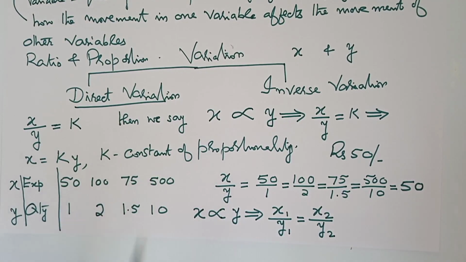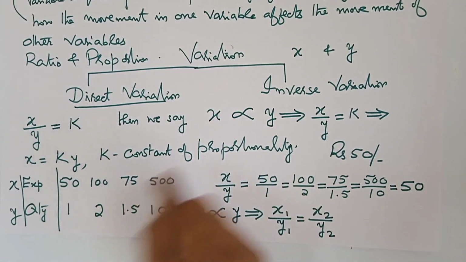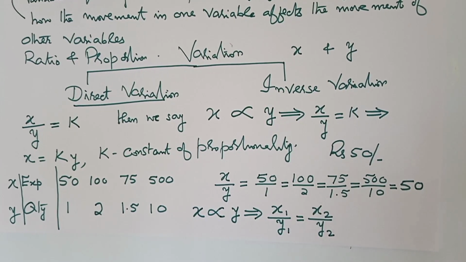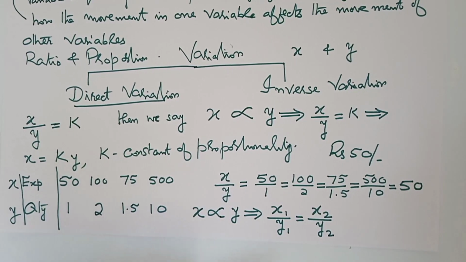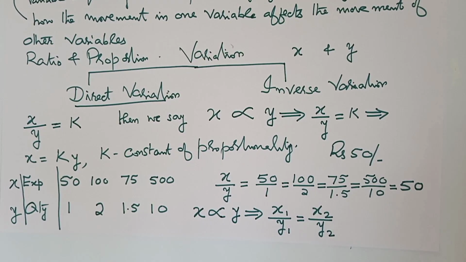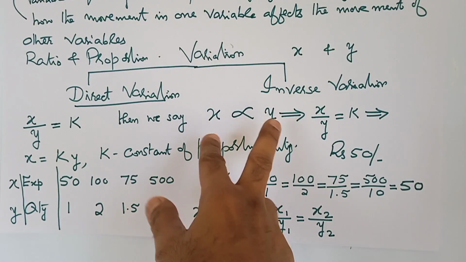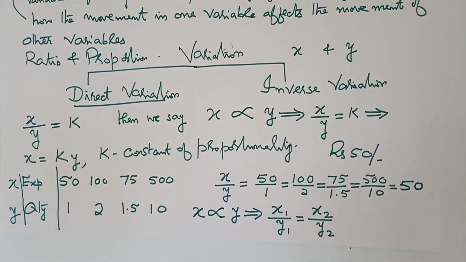Something more you can observe here. When x is directly proportional to y, the more of something, the more of the other. Rather, an increase in one variable will trigger an increase in the other, or a decrease in one of them will lead to a decrease in the other variable. Rather, these two variables will move in the same direction.